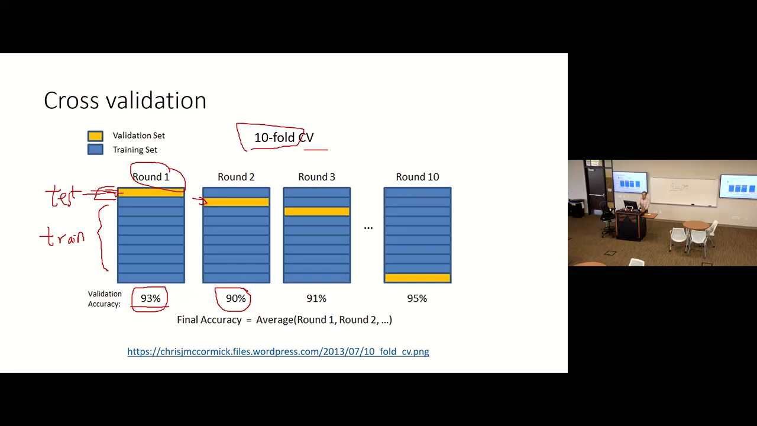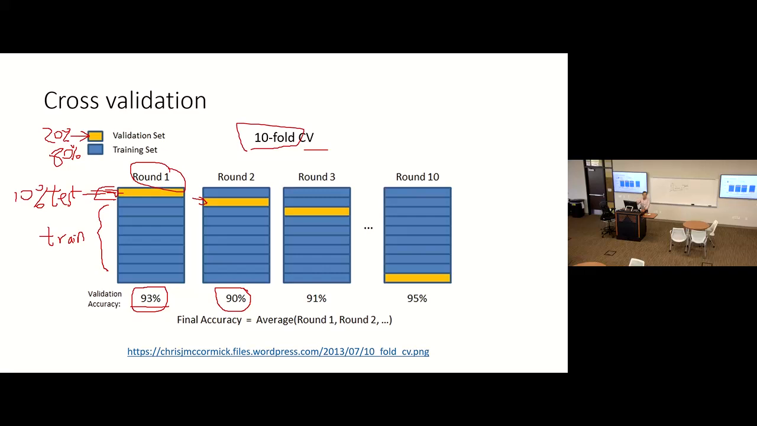See, I think I made a mistake. You don't have to be 10%. It doesn't have to be 10%. You can use 20% as a test, as the yellow. It's okay. 20%, 80%.